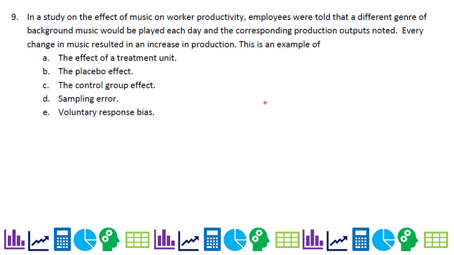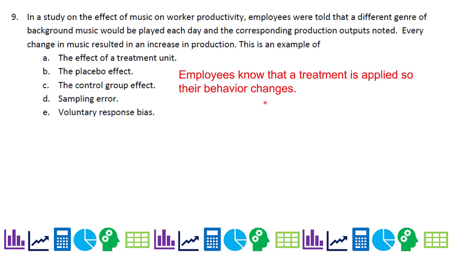Number 9. In a study on the effect of music on worker productivity, employees were told that a different genre of background music would be played each day, and the corresponding production outputs noted. Every change in music resulted in an increase in production. This is an example of what? Well, the employees know that a treatment is being applied, so their behavior changes. This is called the placebo effect.